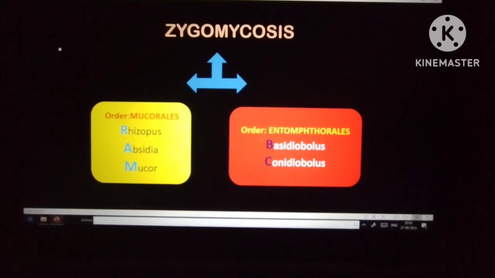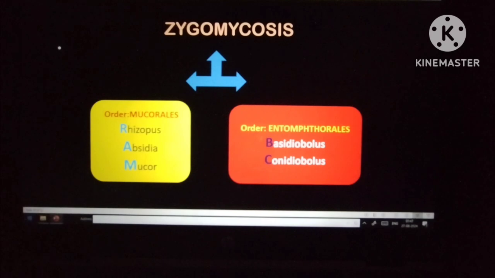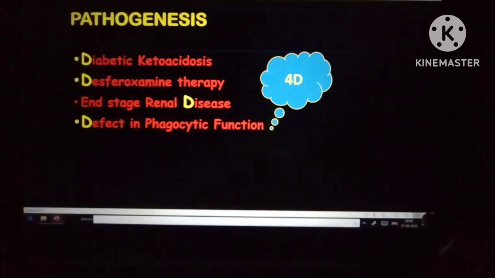So there are two orders. One is Mucorales, which includes Rhizopus, Absidia and Mucor, and Entomophthorales, which includes Basidiobolus and Conidiobolus. Here the pathogenesis is 4D. One is diabetic ketoacidosis, desferoxamine therapy, end-stage renal disease, and defect in phagocytic function. So 4D you want to remember here.